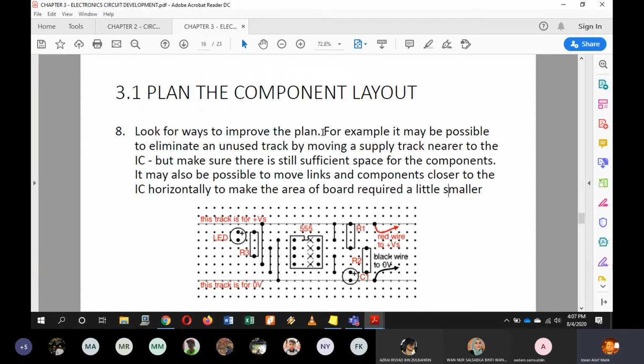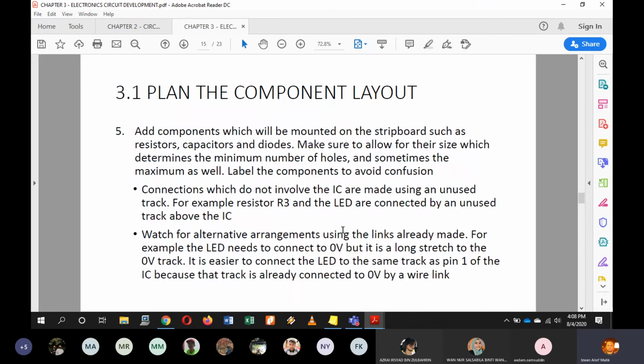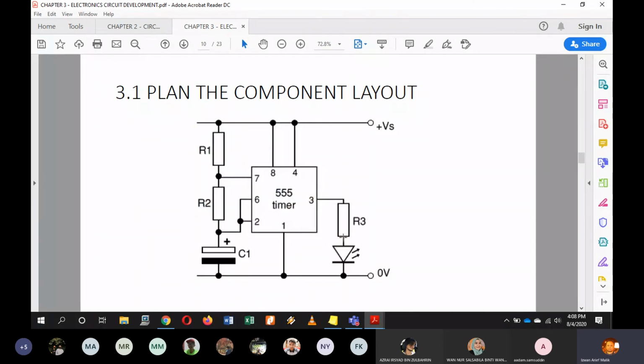Look for ways to improve the plan. For example, it may be possible to eliminate an unused track by moving a supply track nearer to the IC, this part here. But make sure there is still sufficient space for the components. It may also be possible to move links and components closer to the IC horizontally to make the area of board required a little smaller. So depends on your design, how large, how small you want your design to be. Okay, so from this connection here, it should be the same with this layout of your circuit diagram.